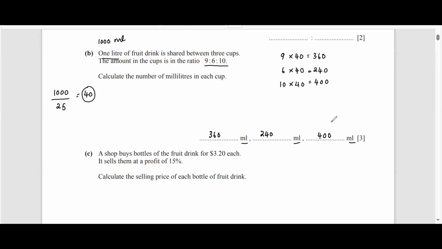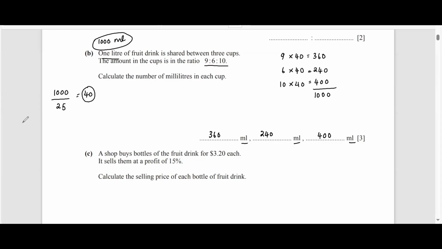In order to check whether the answers are correct, all of them should add up to give us 1000 ml. So 360 plus 240 plus 400 will give us 1000. This is just to verify whether the answer is correct.